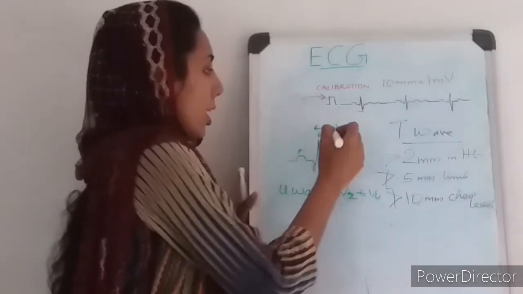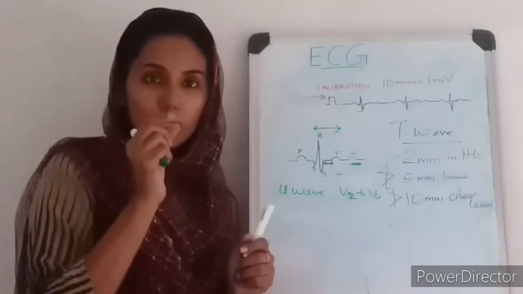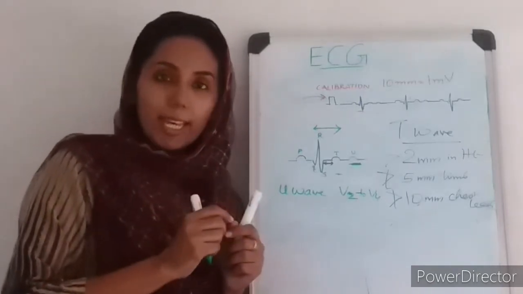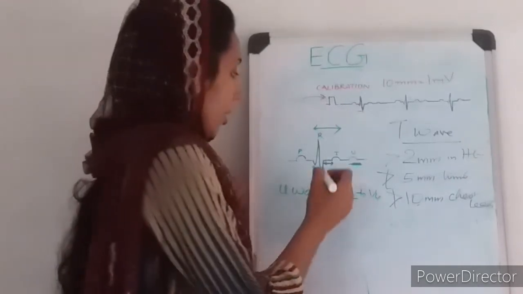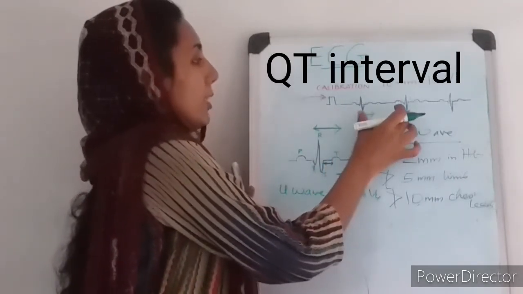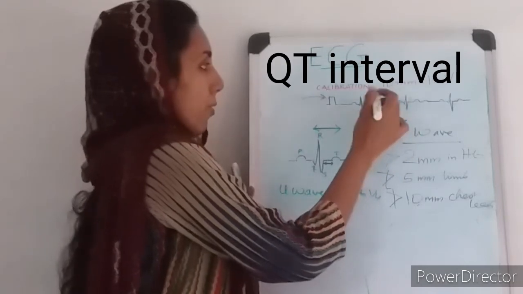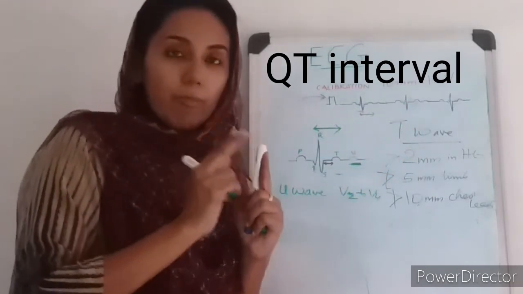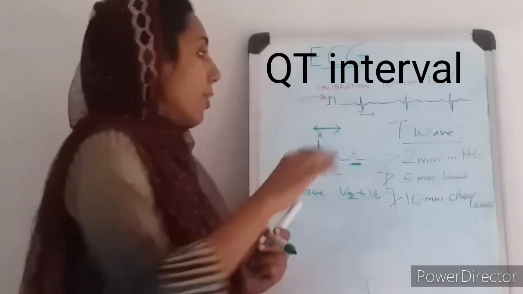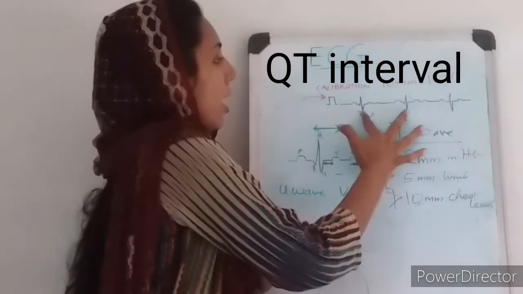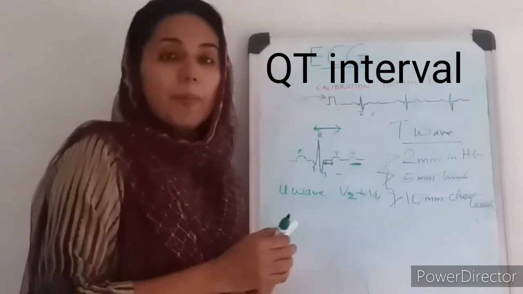So what is the QT? I mentioned earlier that it includes the QRS complex, the ST segment and the T wave. Okay. Normally this QT will be less than half of the RR interval. RR interval means from one R wave to the next R. That is the RR interval. Normally this QT will be less than half of the RR interval.